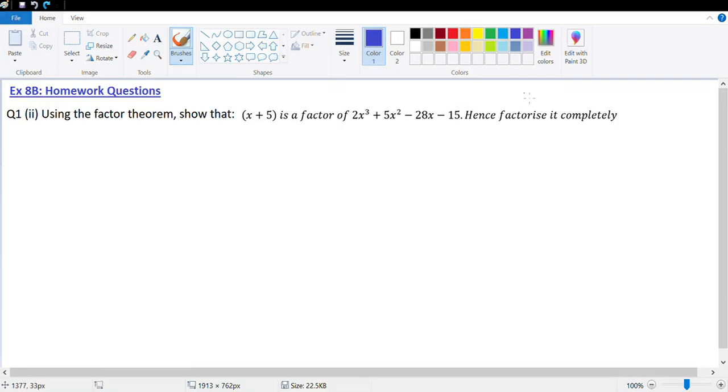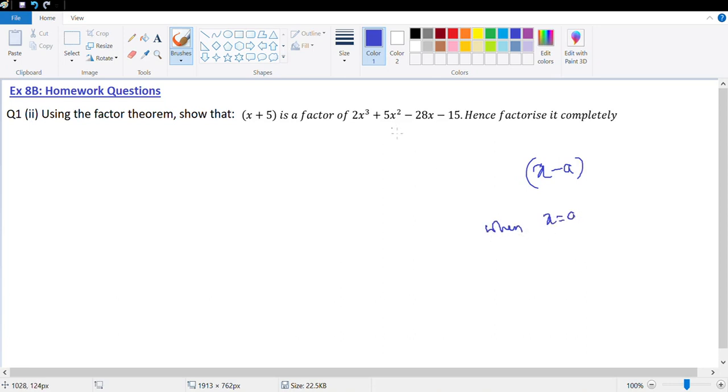Hi guys, let's look at the homework questions of exercise 8b. But before we start, let's quickly revise what the remainder and factor theorems are. It says if a polynomial is divided by x minus a, the remainder is the value of the expression when x is equal to a, right?